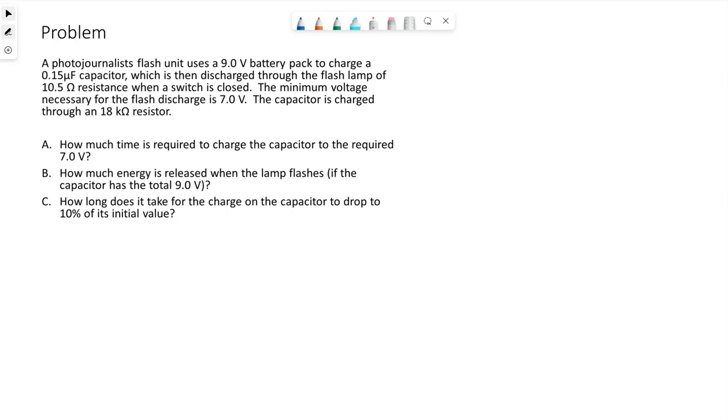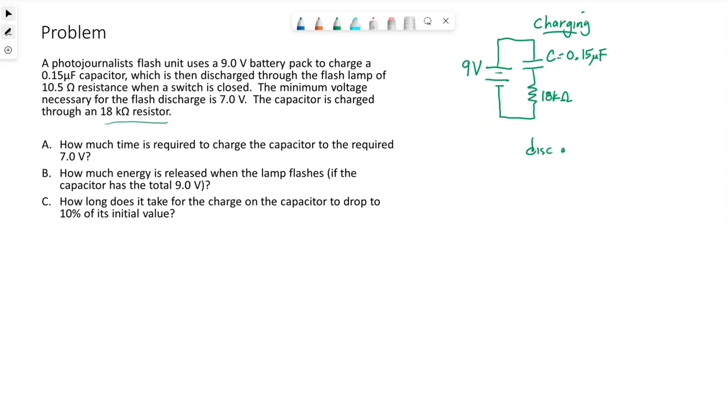Okay, so we have two separate situations. We have a capacitor that can be attached to a 9-volt battery to charge, and it's charged through a resistor of 18 kiloohms. So when the capacitor is charging, it's attached to an 18 kiloohm resistor. Sorry, there's quite the delay on my computer at the moment, so everything's taking a bit to show up. So while it's charging, this is essentially what it would look like.